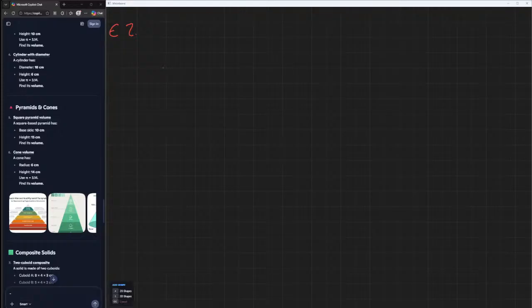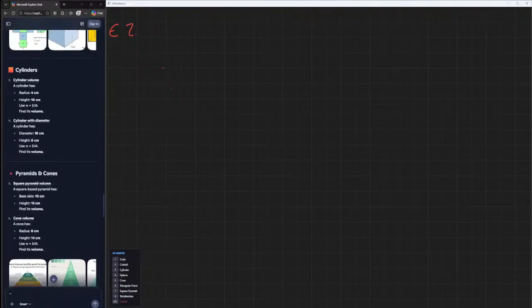Cylinder. What was 2 cylinders then? Oh, okay. And the diameter is 18, so all this around is 18 centimeters, with a height of 6 centimeters. And the pi, as we know. Find its volume.